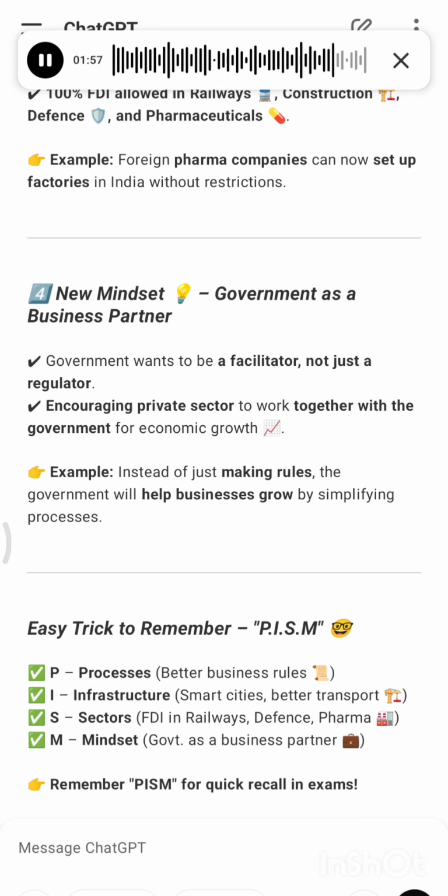Easy trick to remember. PISM. P, processes, better business rules. I, infrastructure, better transport. S, sectors, FDI in railways, defense, pharma. M, mindset, govt as a business partner. Remember, PISM for quick recall in exams.